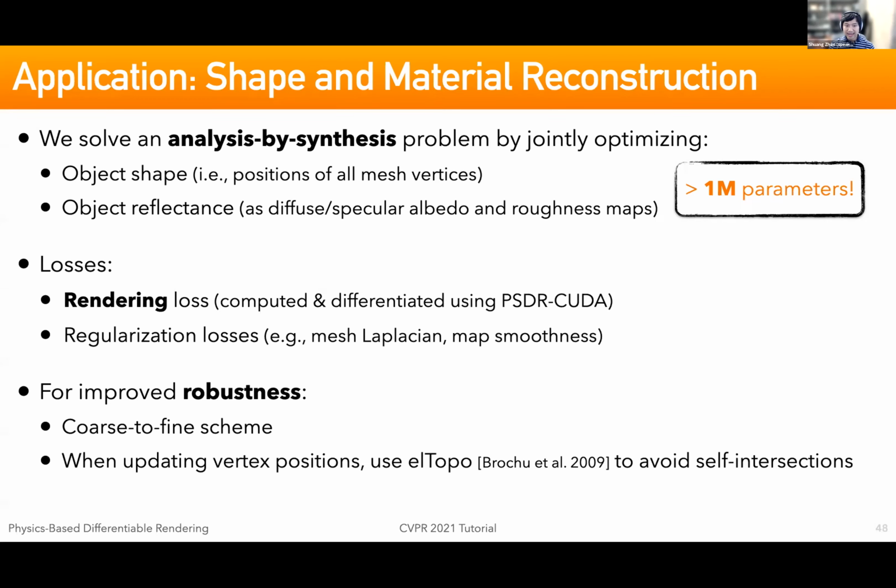Another important aspect is that when we update vertex positions, we used a geometric processing library called LTOPO to avoid self-intersections. So we don't just update the vertex positions as the gradient suggests. We feed the gradient information into a geometric processing library and move each vertex maybe slightly less than the gradient specifies, to avoid things like self-intersections. So we maintain a basically manifold mesh.